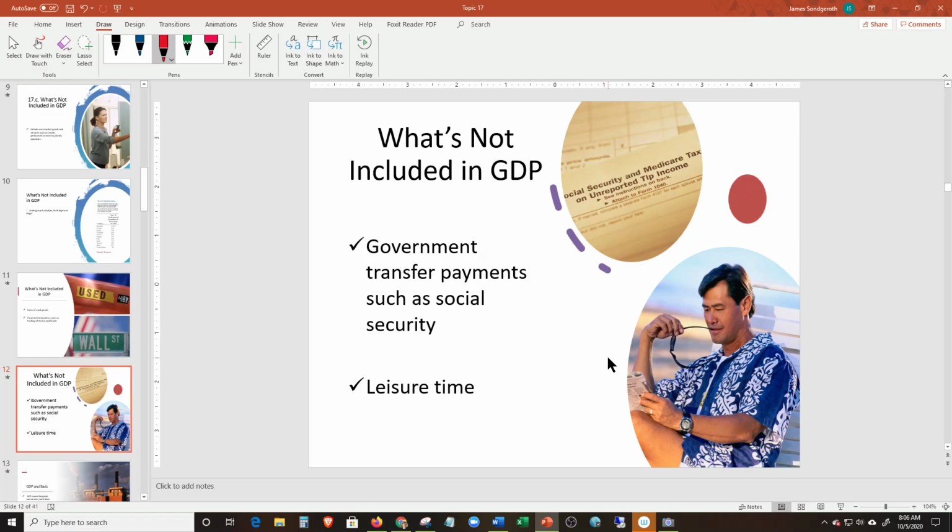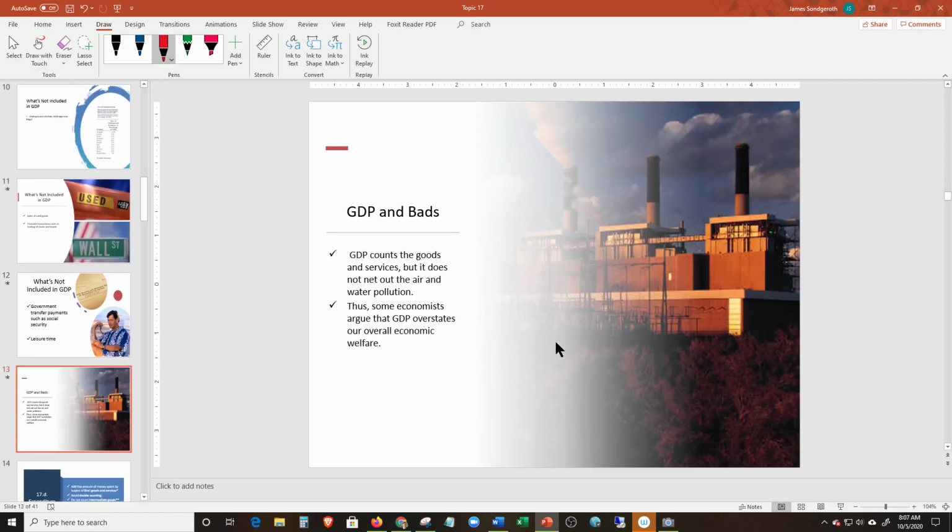Also, government transfer payments such as Social Security and unemployment compensation are not included in GDP. And here we have another thing that's not included in GDP, and that is leisure time, which does create satisfaction and satisfies our wants, needs, and desires. Okay? Bunch of things not included in GDP. So keep all those different categories in mind when you get to the multiple choice test, and do the homework and the chapter quiz for this chapter, chapter 7.